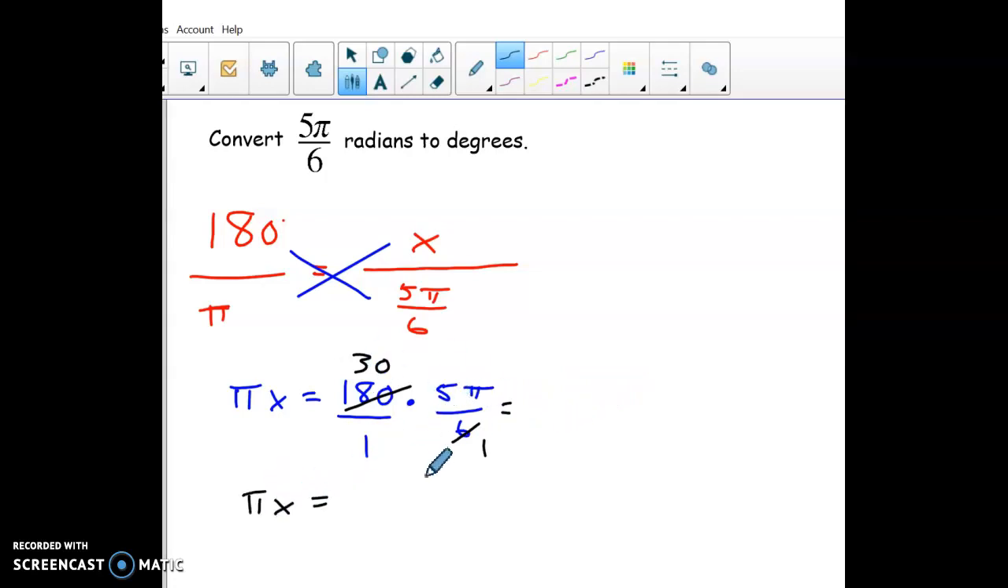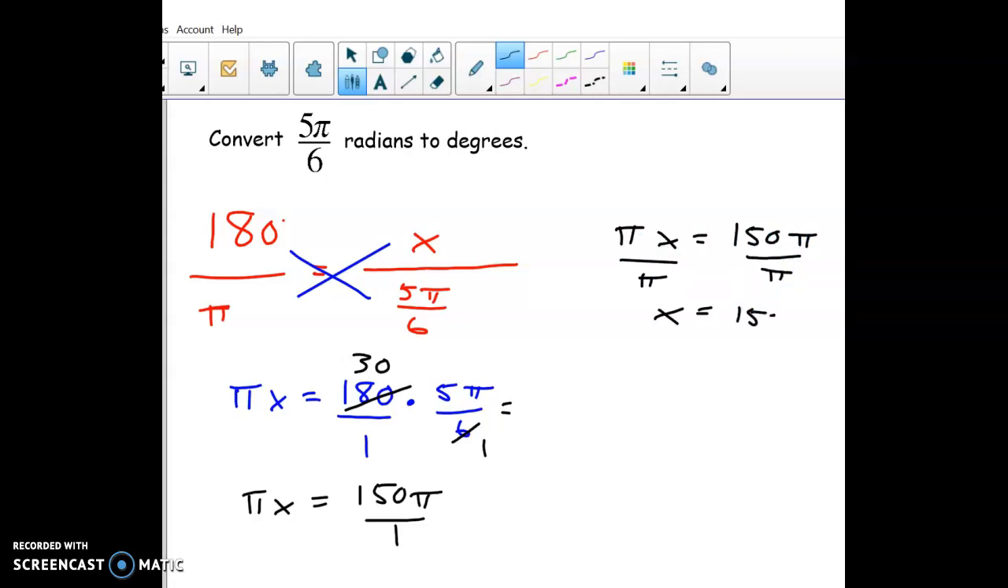So this side cleans up to 30 times 5 pi, which is 150 pi, and our denominator is just 1, which is great. So now we have pi x equals 150 pi, and you can divide both sides by pi and they essentially cancel out. So we get 150 degrees. So 5/6 pi radians is 150 degrees. And you'll always use this setup to convert.